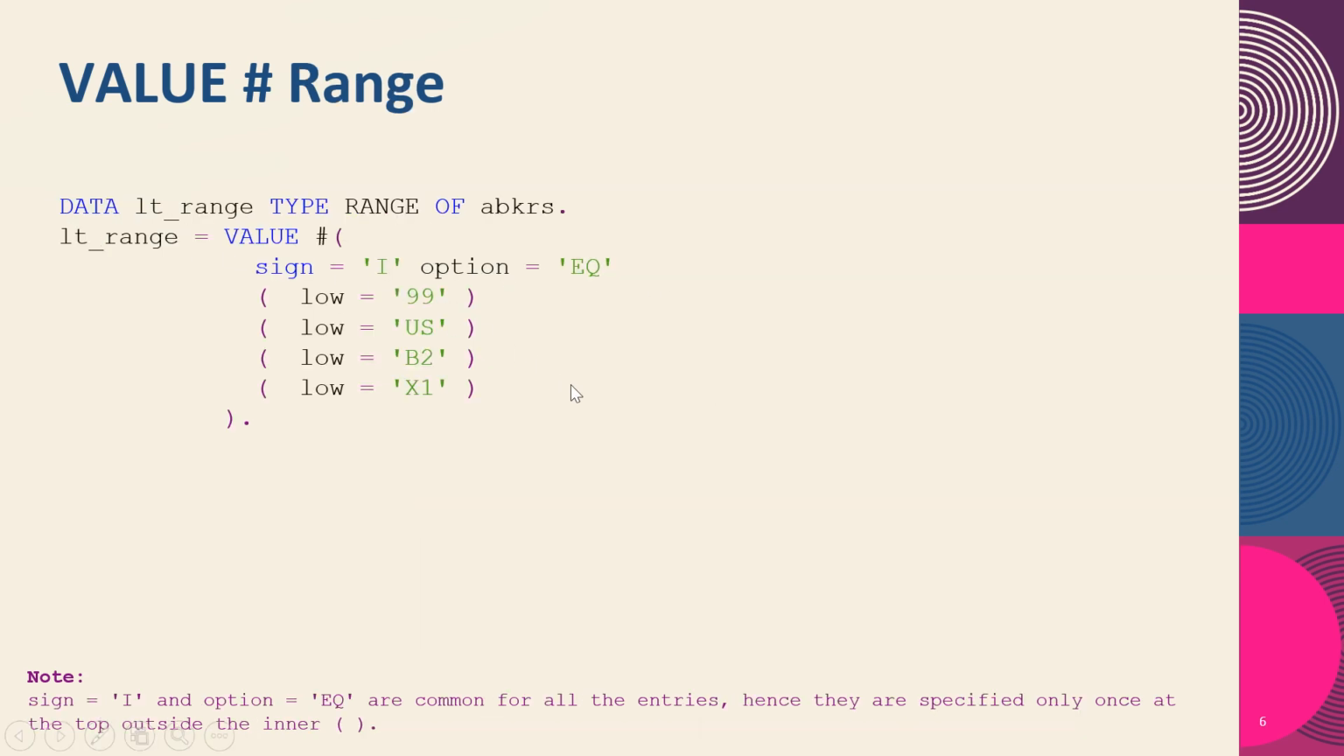Next comes range, very interesting and important as well. You can even construct a range. I'm using the hash symbol because this range table has already been declared, and the range has sign, option, low, high. The sign and option are common for all entries, so we are fine to specify them only once. Low you can repeat. If you do not want any value for high, you can leave it, and it stays blank. Whatever value keeps repeating for each row, you can specify once so that it keeps repeating.